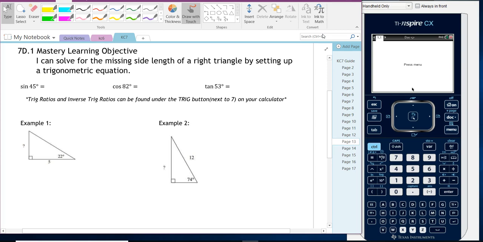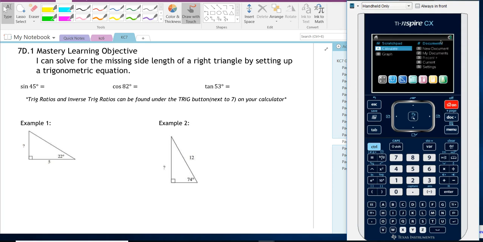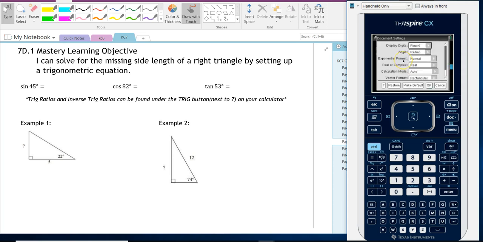The way that you make sure of that is you're going to look at your calculator, and it's going to tell you over here, in the top right corner, it needs to say degree, and unfortunately ours says RAD, which means radian mode, and we need to be in degree mode. So the way we change that, and again, always triple check your calculators, is we go to our home screen, go to settings, go to document settings, and then in the second option where it says angle, you want to make sure this is in degree mode.